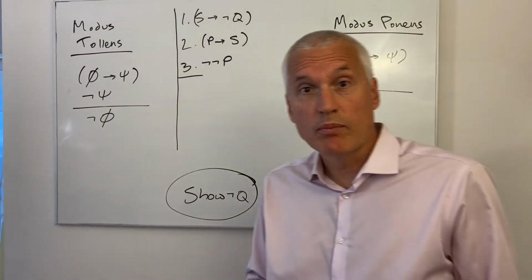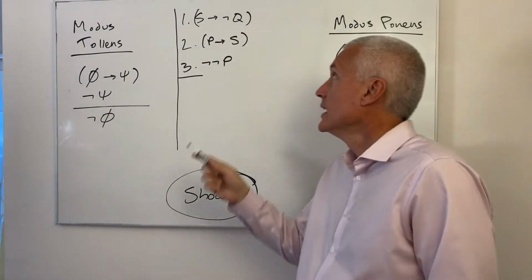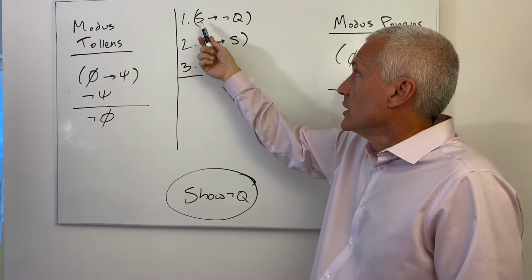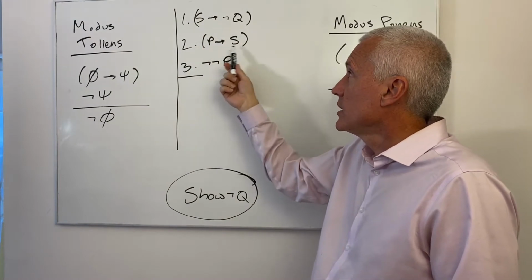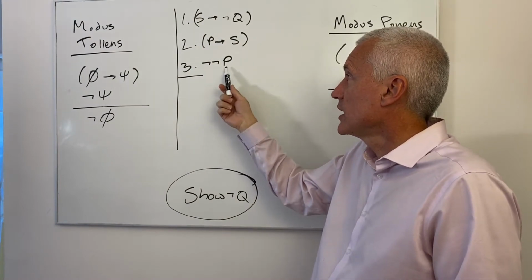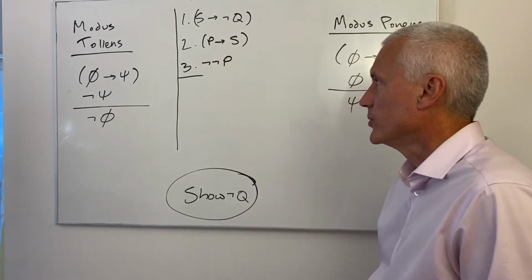Okay, here's problem 1b. And we have three premises. If S, then not Q. If P, then S. And it's not the case that not P. And we want to show not Q.